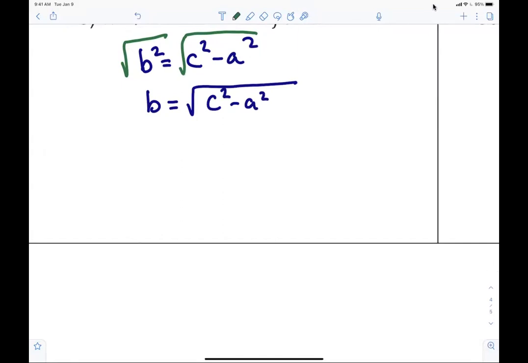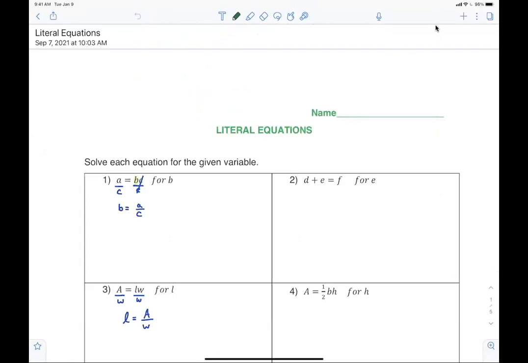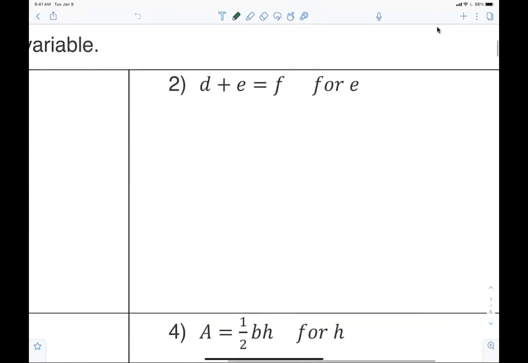Now I'm going to pause the video. When I say the reciprocal, fractions are reciprocals. So I feel pretty good about number 2. We're just getting rid of the D, right? So we're subtracting D. So everybody should have E equals F minus D. Everybody good with that?